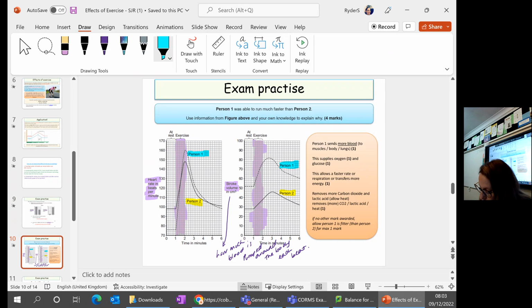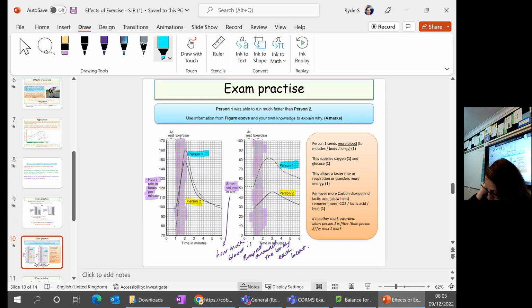But this is asking you to use this information to explain why person one was able to run much faster than person two. So here I can say that person one sends more blood to the muscles, body, or lungs. Any one of those is acceptable. You can see that there is more blood. So I'm using the evidence from the graph, and then I'm going to explain it. Using the evidence from the graph and explaining it is where the marks are coming from here.